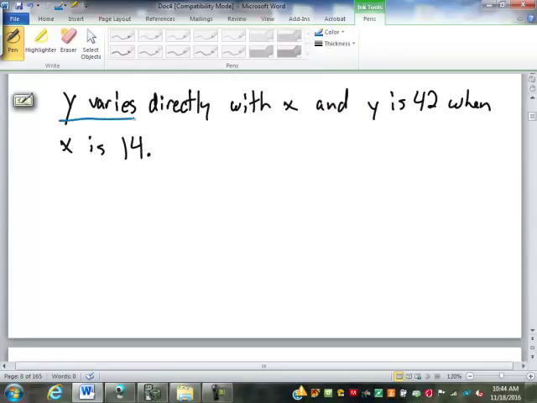Well, we're told y varies directly with x. That's telling us y equals k times x. Y equals a constant times x.